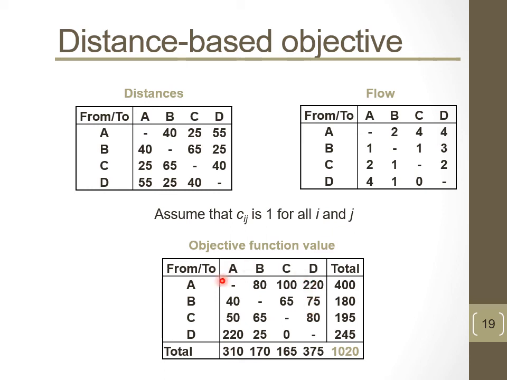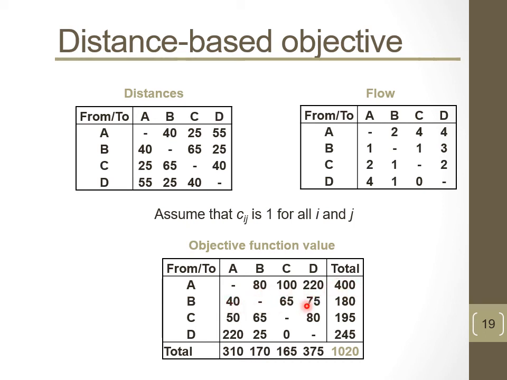So this part here is the total distance times flow. Then we need to take their sum. You can do this by first taking the sum of each row. The sum of the first row is 400.